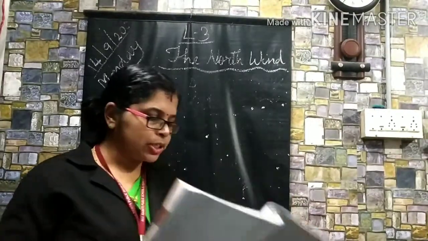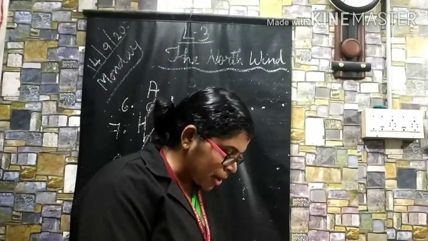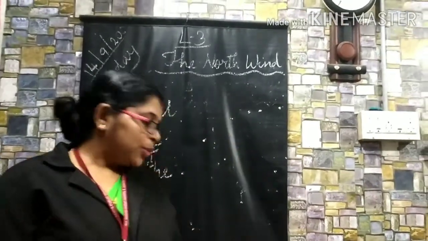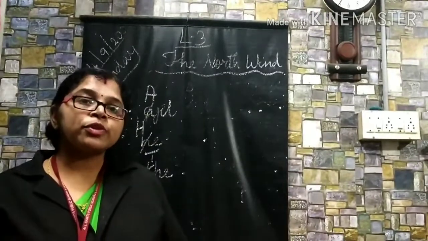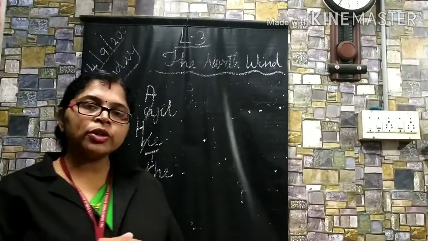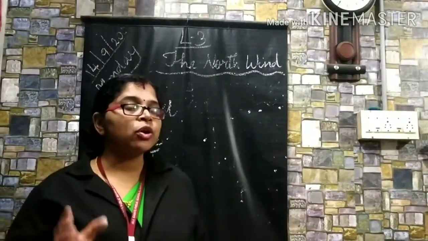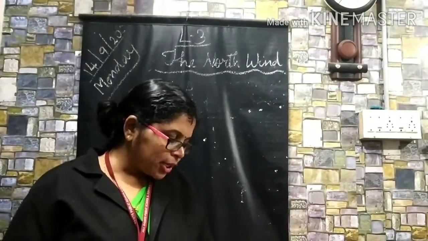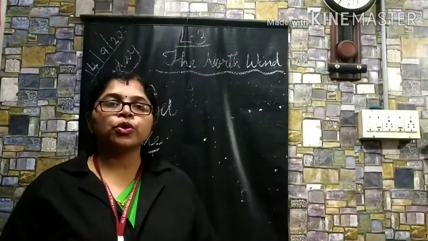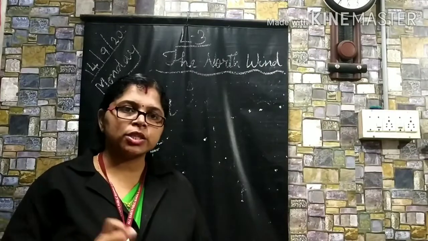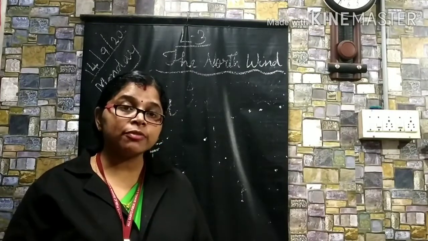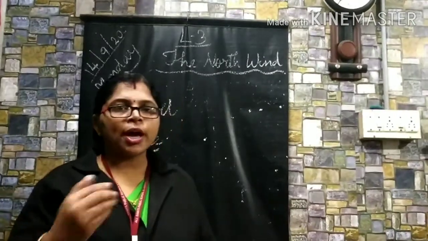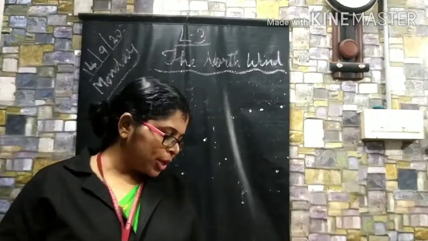Now, remember children, page number 32, exercise N. You have to correct it in your textbook and then write it in your notebook. And page number 33, exercise Q. You have to write only in your textbook. Exercise Q, you have to do yourself in your textbook, and after doing it you can send it to my WhatsApp number. Okay.